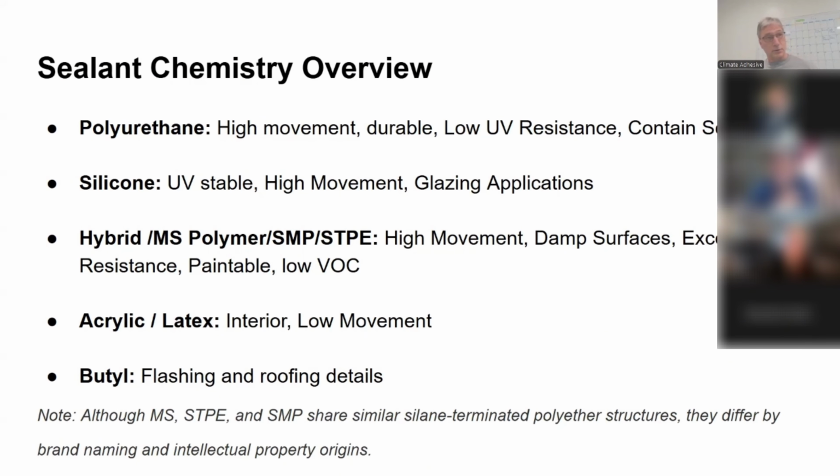The other thing is they're not paintable. So if you're going to use it on a surface that needs to be painted, or they think they may want to paint it, say 10 years down the road, then you probably want to avoid a silicone. And then the hybrid products like ours can handle high movement. You can use them on damp surfaces. They have excellent UV resistance, paintable, low VOC.